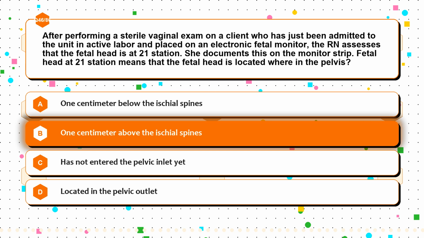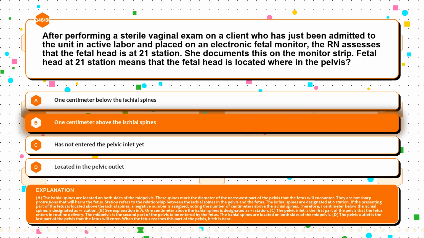The correct answer is option B, 1 centimeter above the ischial spines. The ischial spines are located on both sides of the midpelvis. These spines mark the diameter of the narrowest part of the pelvis that the fetus will encounter. They are not sharp protrusions that will harm the fetus. Station refers to the relationship between the ischial spines in the pelvis and the fetus. The ischial spines are designated as 0 station.